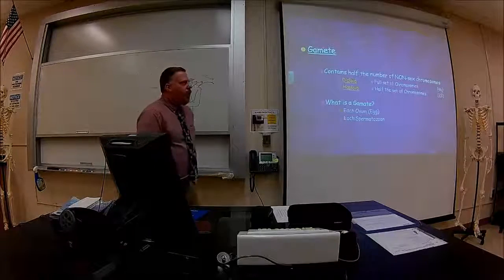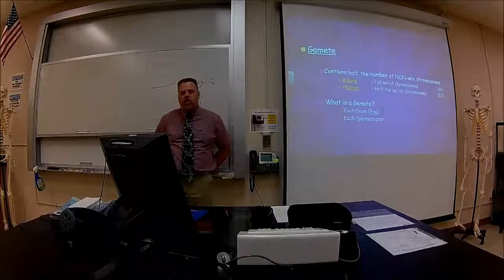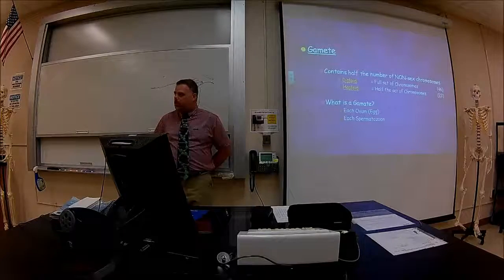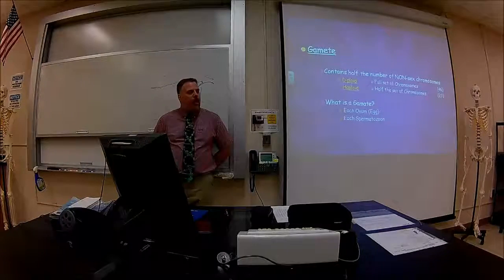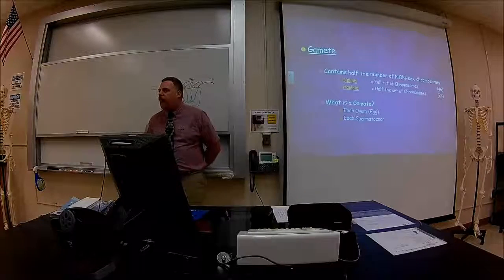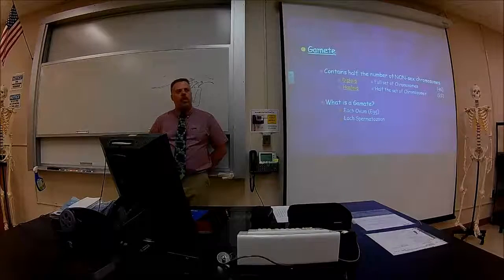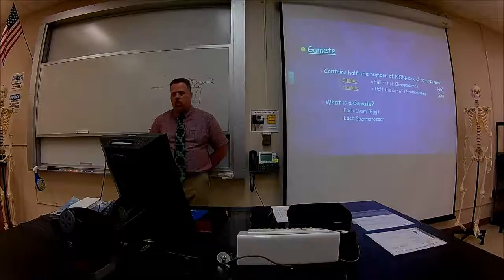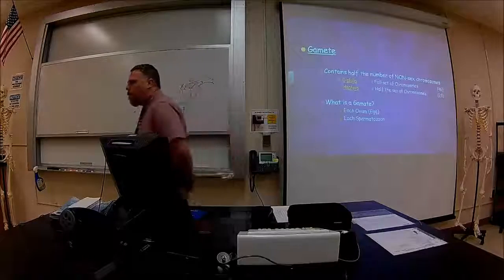A gamete contains half the number of chromosomes that you would find in a non-sex cell. If it's a full set, as in a non-sex cell, they would have 46 chromosomes, and we refer to that as diploid. But if they have half the number of chromosomes, as in an egg or a sperm, we refer to it as haploid, and they only have 23 chromosomes. All right? A gamete is an egg. It's a sperm, okay?